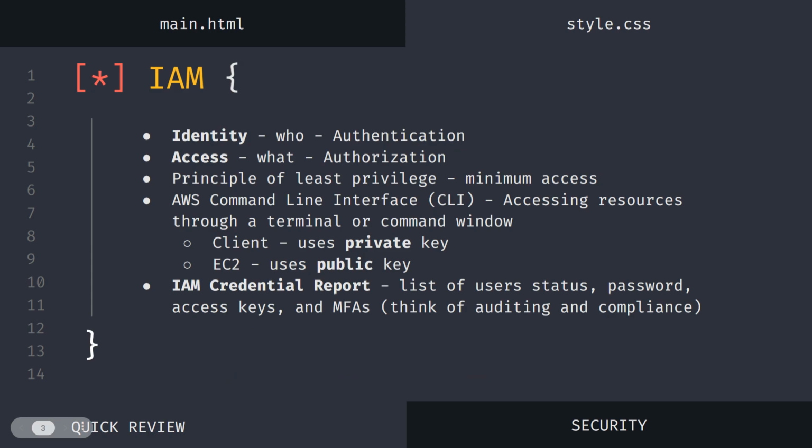Now, to go into a little more detail, whenever you refer to who, you're thinking of authentication, and when you're referring to what, it's authorization. We always want to keep in mind that we want to give the minimum access, also referred to as principle of least privilege. If you're familiar with the CLI, the client uses the private key while a resource like EC2 uses a public key. And you can check the credential report, which gives you a list of these user status, access keys, and MFAs, right?